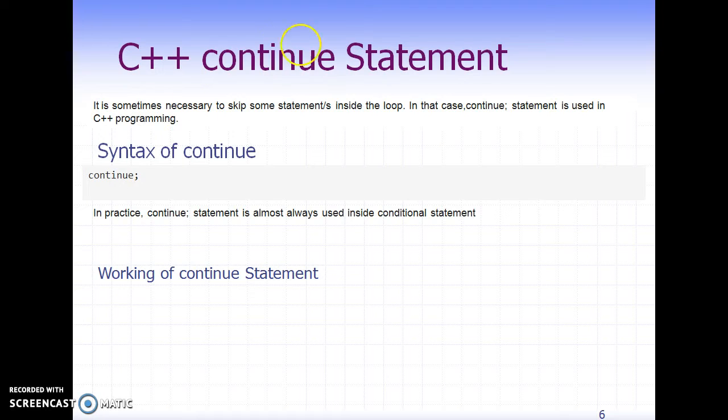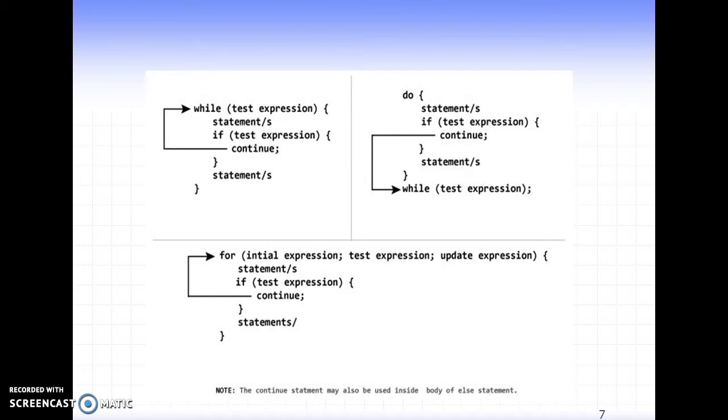The next statement we are talking about is the continue statement. It is sometimes necessary to skip some statements inside the loop. In that case, the continue statement is used in C++ programming. Again, for the syntax of continue, we write continue as the keyword with a semicolon. Coming to the working of the continue statement.